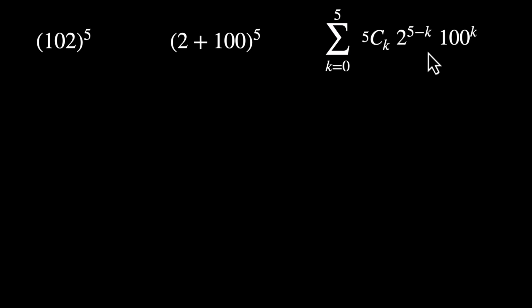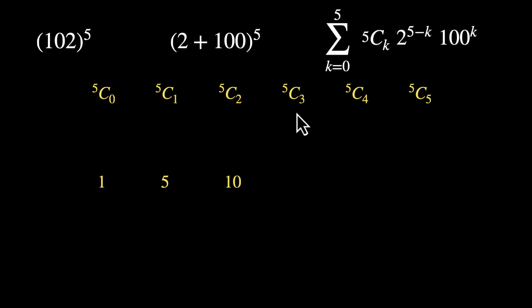Alright, let's write the coefficients. 5ck, k equals 0 to 5, so we'll have 6 coefficients: 5c0, 5c1, 5c2, 5c3, 5c4, 5c5. Let's actually write down the values of these coefficients as well. 5c0 is 1, 5c1 is 5, 5c2 is 10, 5c3 is also 10, 5c4 is 5, and 5c5 is 1.